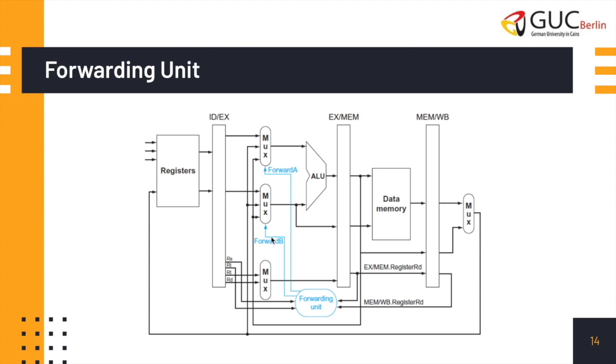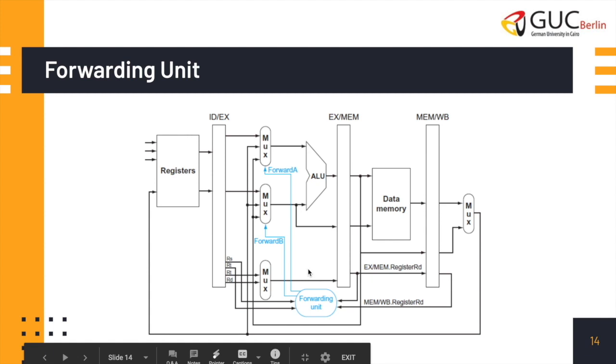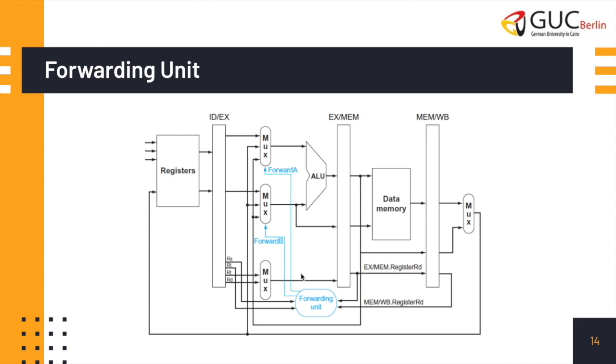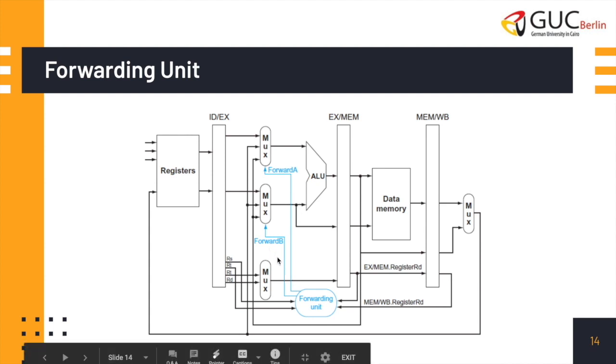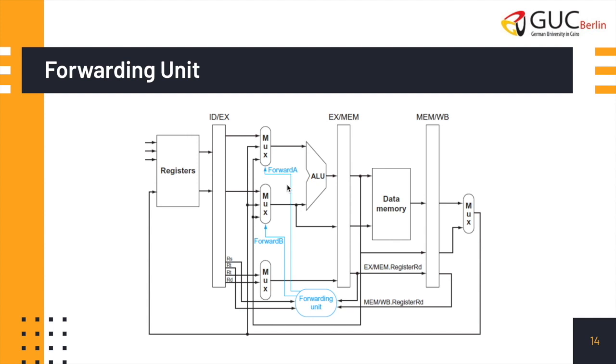And forward A and forward B selection lines are the output of the forwarding unit. So the forwarding unit outputs 2 selection lines, forward A, which is 2 bits, and forward B, which is also 2 bits. Forward A will select the first operand to the ALU, while forward B will select the second operand to the ALU.